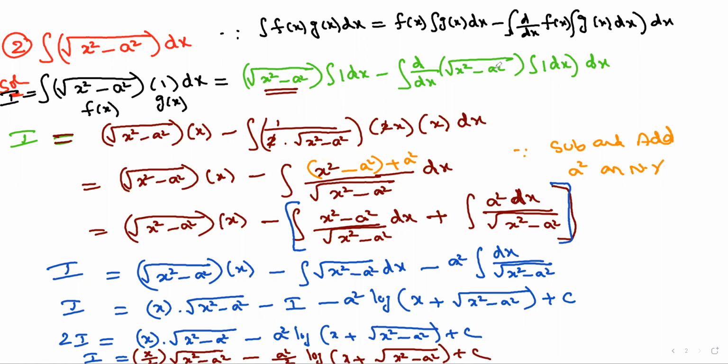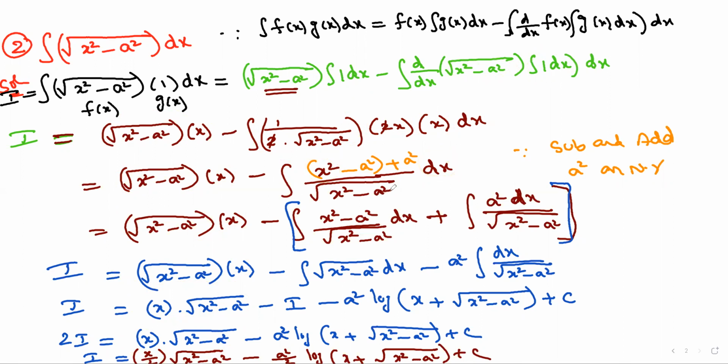According to the chain rule, the differentiation of x square minus a square is 2x minus 0, since the derivative of a square is 0. The integration of 1 dx is x. The first function is written as it is, minus x into x, which gives x square dx by root x square minus a square.